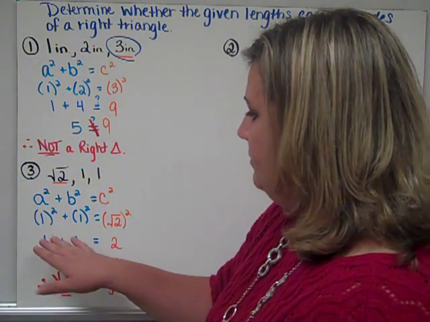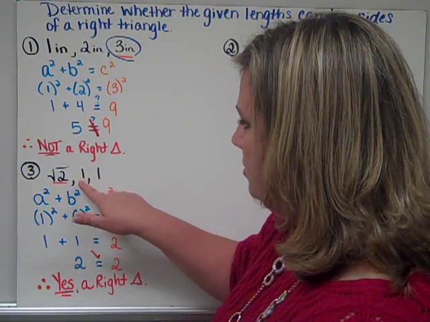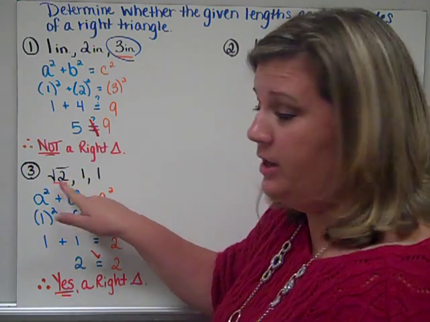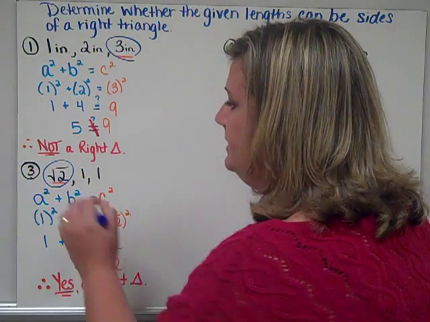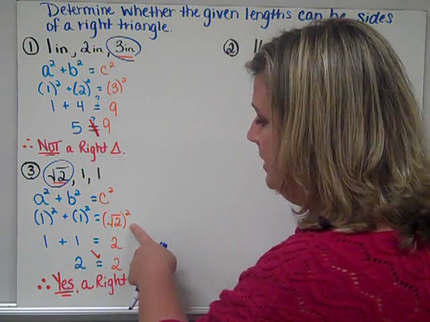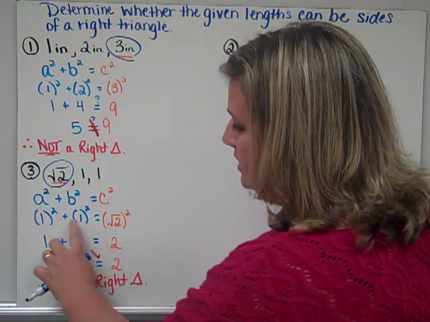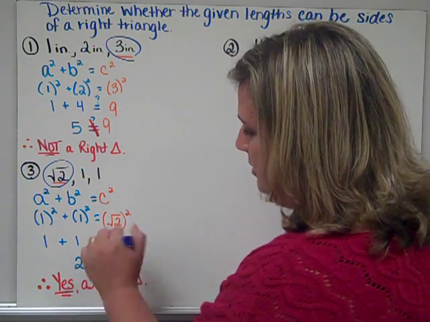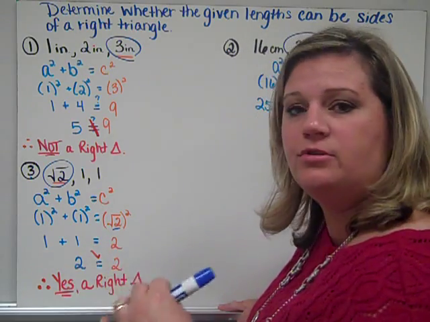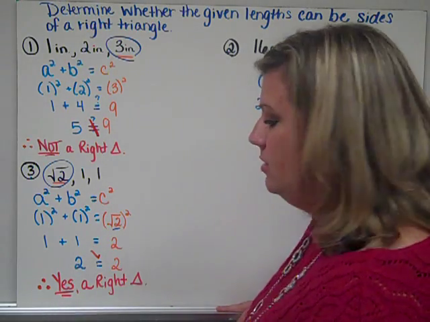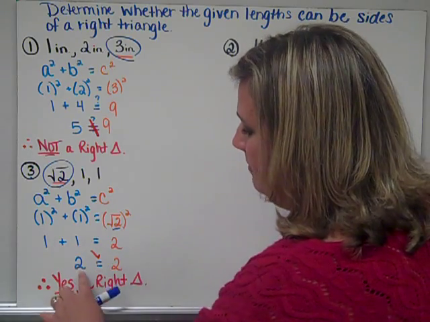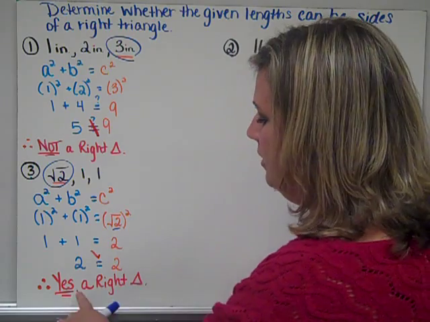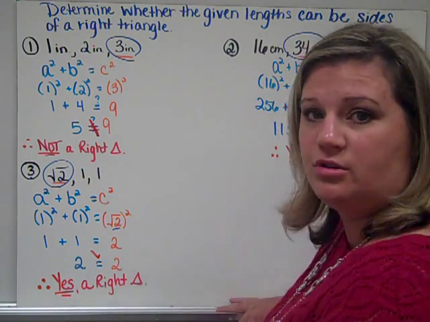All right, last example of the converse. Square root of 2, 1, and 1. I know that the square root of 2 is greater than 1. So I know that this is my hypotenuse. Okay? So that's where I'm going to plug that in. When I square my bases, I get 1 plus 1 equals 2. Again, here's that square root and a square. Those are inverse operations of each other. Then when I add my ones, 2 does equal 2. And that is a true statement. Therefore, that does equal a right triangle.